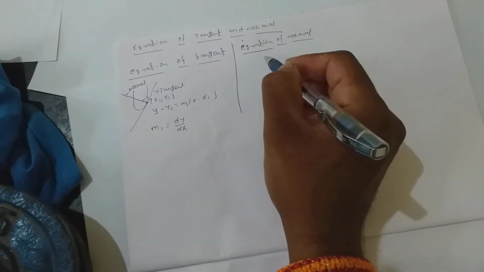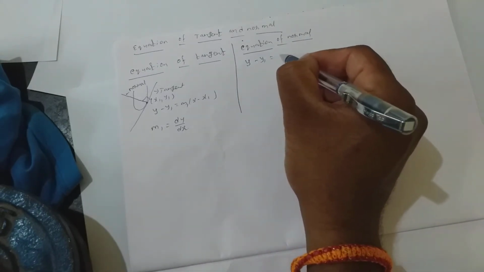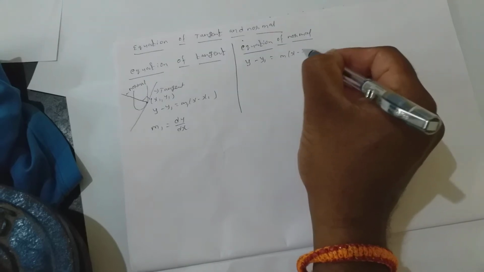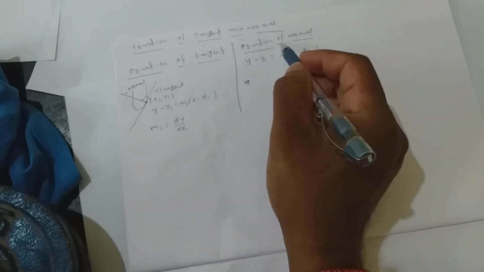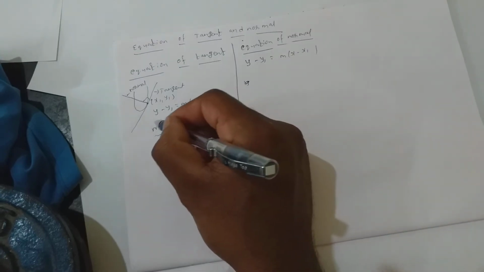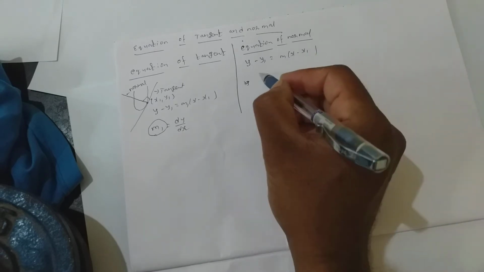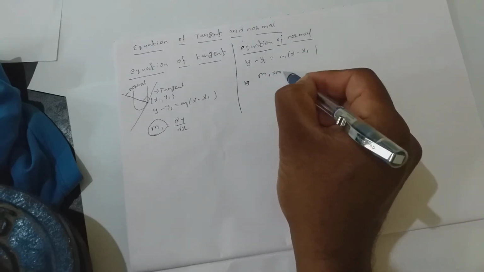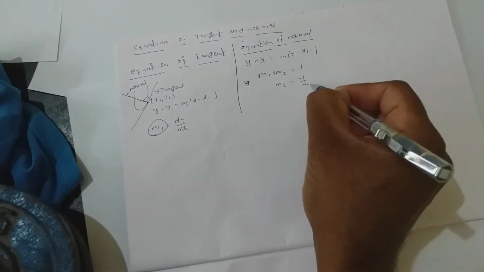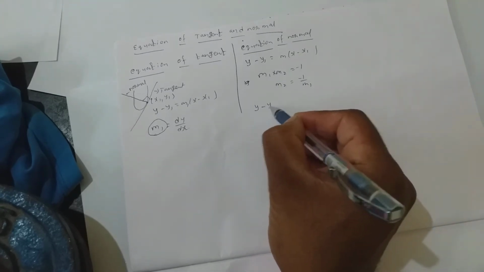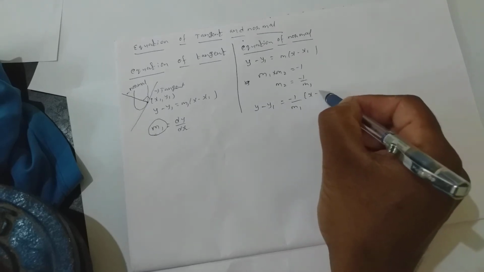Now, how do you get the equation of a normal? It is also a line, so it is y minus y1 equal to m times x minus x1. The only difference between tangent and normal is that if I differentiate, I get the slope of the tangent. But to get the slope of the normal, you need to do m1 into m2 equal to minus 1. So m2 equal to minus 1 by m1. So the equation of a normal is y minus y1 equal to minus 1 by m1 into x minus x1.